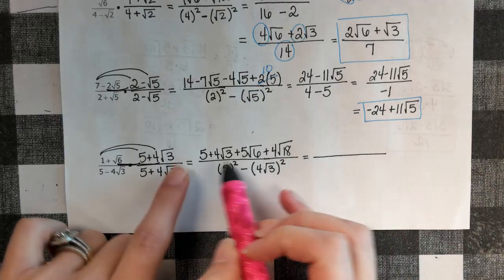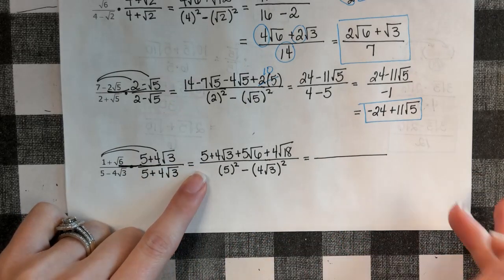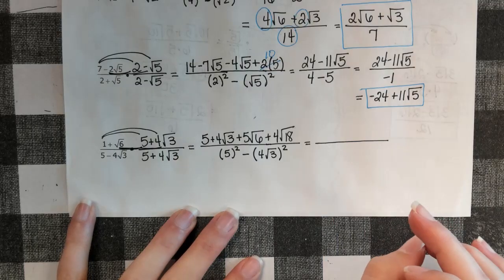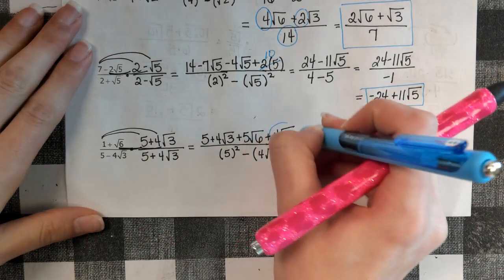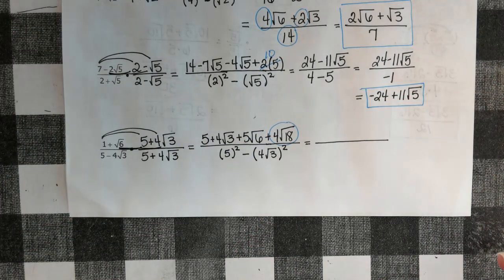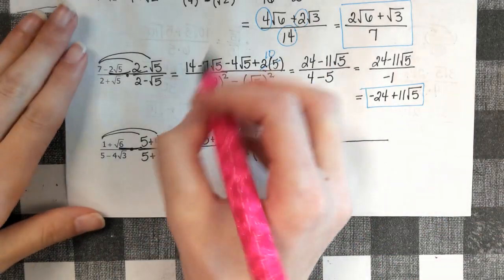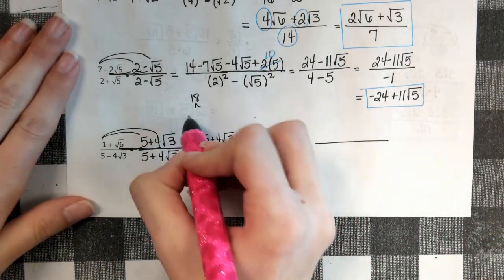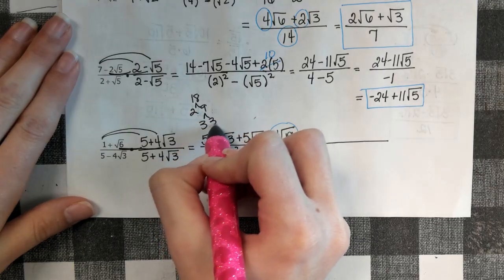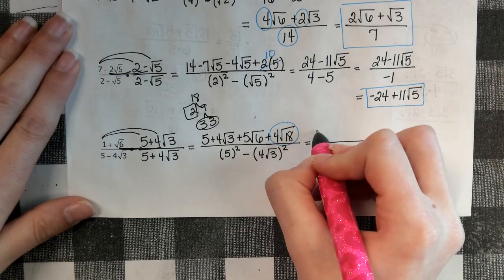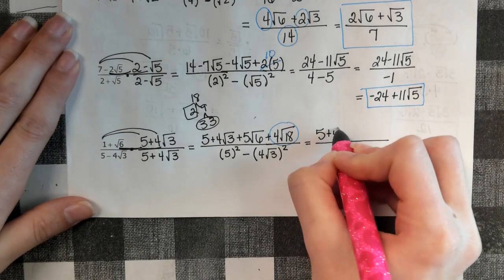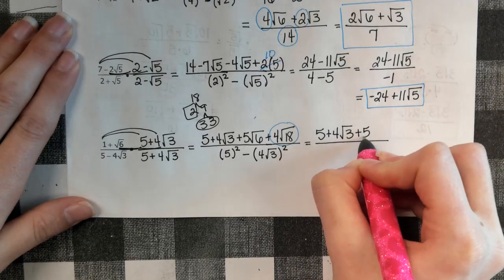Now, I got a lot going on here. What do I need to do with my numerator? Do I have like terms? That's what I would check for first. I don't have like terms, but I need to simplify 4 square root of 18. Okay, so 18, it's not on the same page, so I'm going to do it. 2, 9, 3, 3. I have a pair of 3s with a 2 left over. So I'm going to copy the 5 plus 4 square root of 3 plus 5 square root of 6.